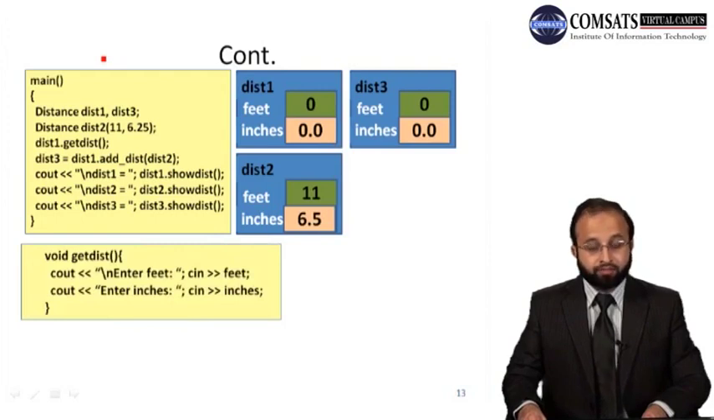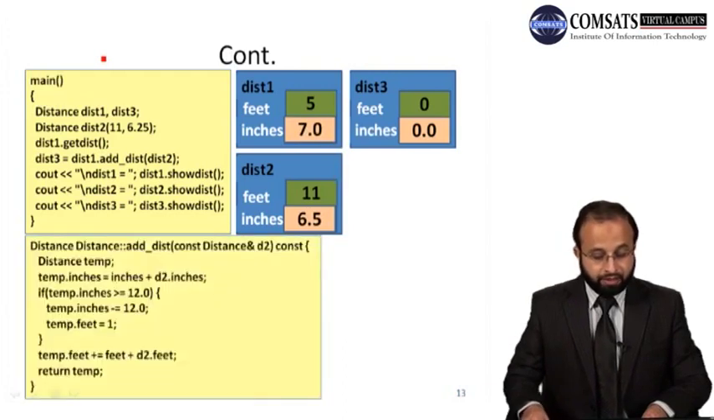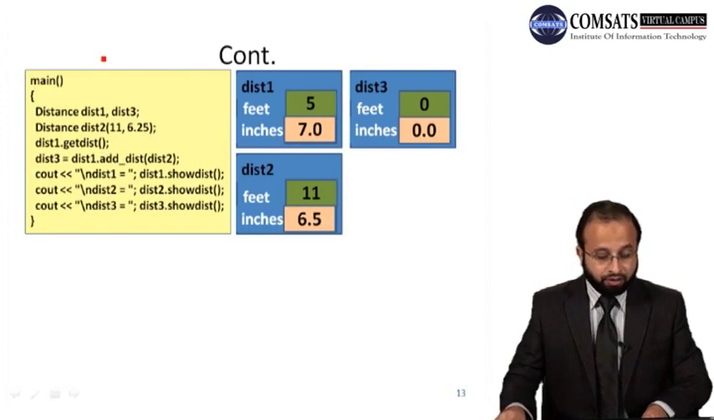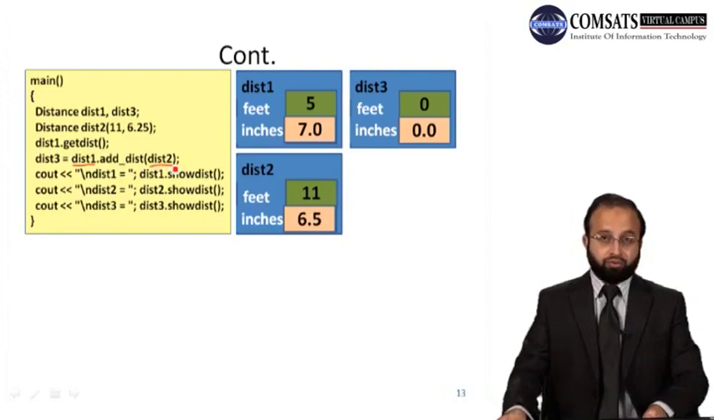It prompts the user to input the value of the feet and inches. So let's say the user enters the value 5 for the feet and 7.0 for the inches. The next function is the add dest function. Now you can see how we are going to call this function. We need an object to call the member function, and that object is dest1, and we need to pass one object as a parameter to that function, that is dest2.